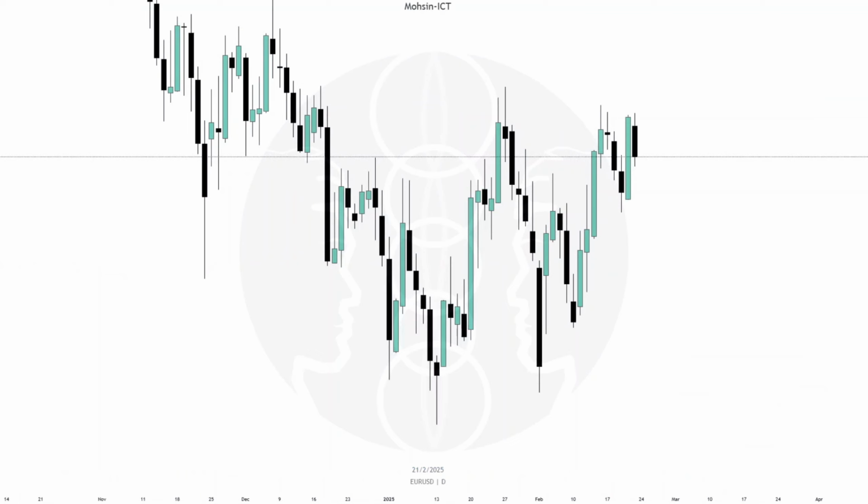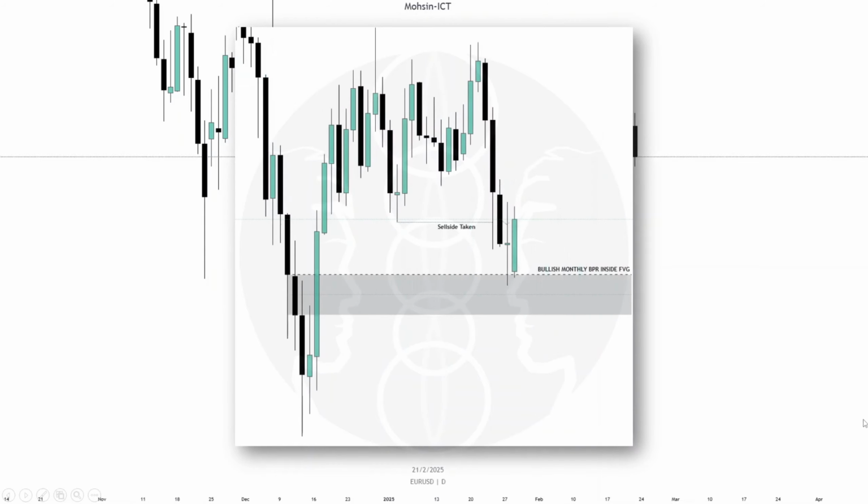This is the Euro USD daily chart, the most recent price action. What I want you to focus on is this key level where price rejects right here. Why was it? Because of this, the monthly chart. You see, this is a bullish monthly BPR inside this fair value gap. Price hits it and then it goes higher toward this high right here.